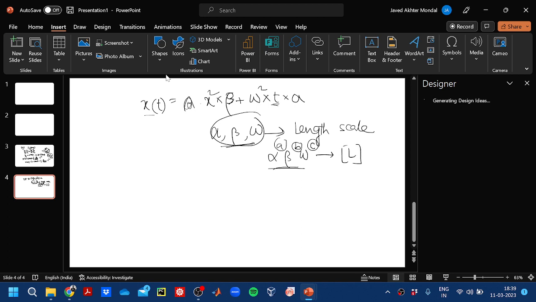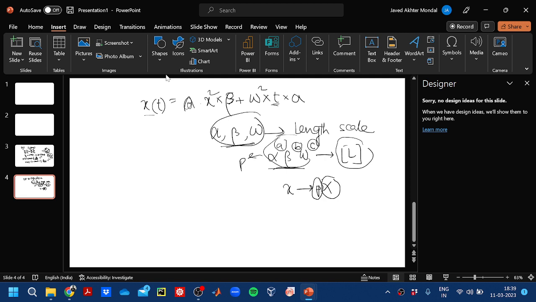And when we find our dimension of length, then we can replace x as this number. So suppose this is p, so p into x. So p here has the dimension of length, and this is the dimensionless number. Similarly, with the help of the parameters, we have to find a combination in such a way that it will have the dimension of time. So suppose this is m, then we will replace our time as m into t.